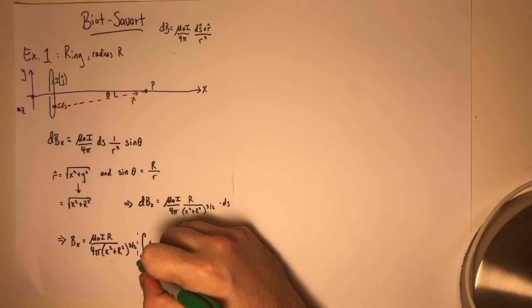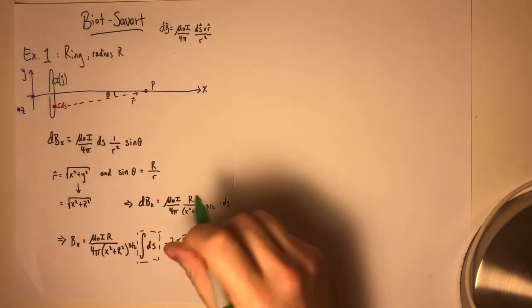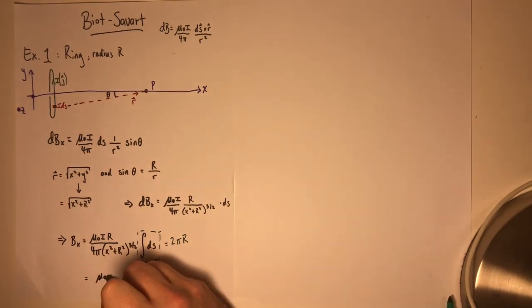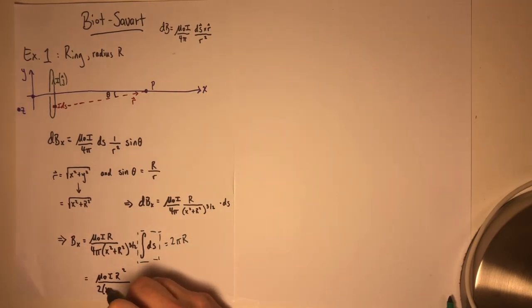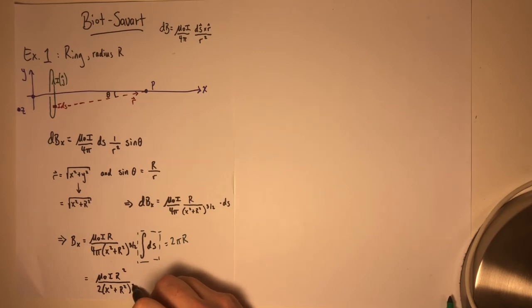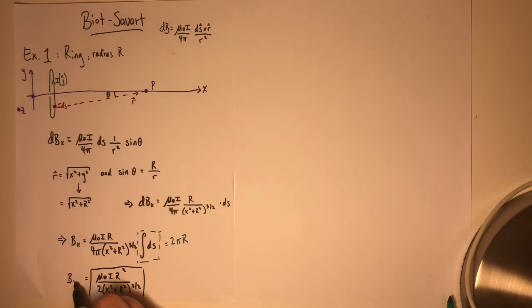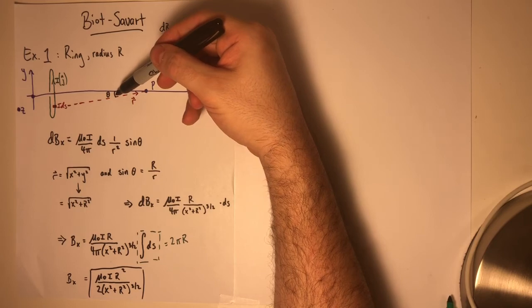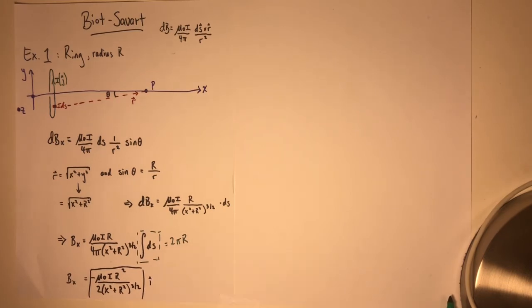This whole part then is just 2 pi R. That leaves our final answer as mu naught I R squared over 2 times x squared plus capital R squared to the 3/2. And remember, this was the x component. I didn't take into account that there was a negative sign from the cross product here, so this would give you a negative in the i hat direction.